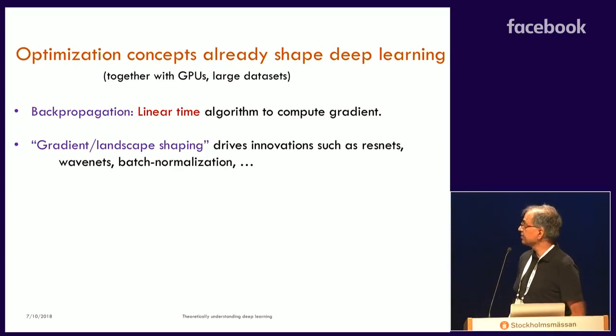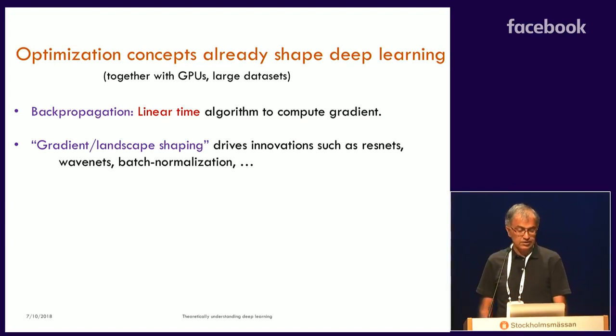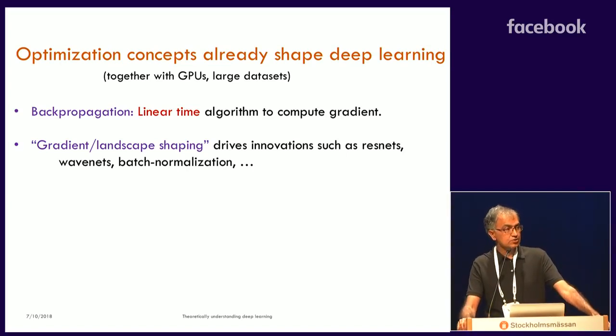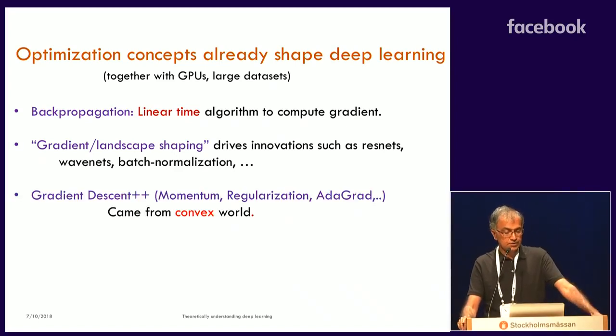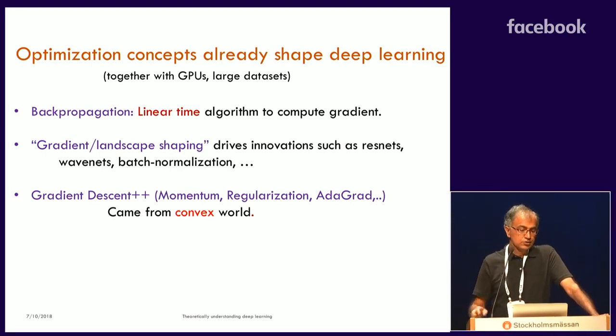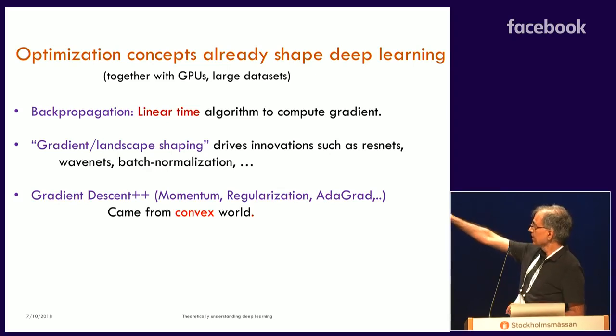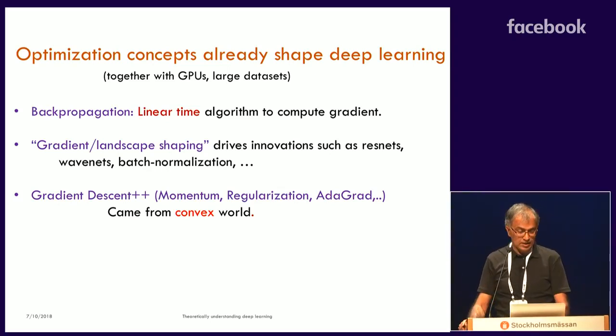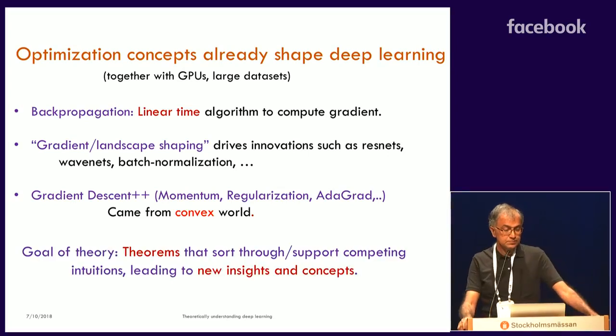Then gradient and landscape shaping have driven innovations in deep learning in recent years, such as ResNets, WaveNets, batch normalization, et cetera. And these are also related to optimization. And arguably, this is stuff that didn't exist so much 20, 30 years ago. And this is driven by innovations in modern optimization theory. Then there's a bunch of techniques which are called gradient descent plus plus. So instead of using just vanilla gradient descent, you add ideas like momentum, regularization, Adagrad, et cetera. And these also came from the convex optimization world. So I won't talk about these today in detail at all, but I wanted to put this up there, that this came from optimization as well.